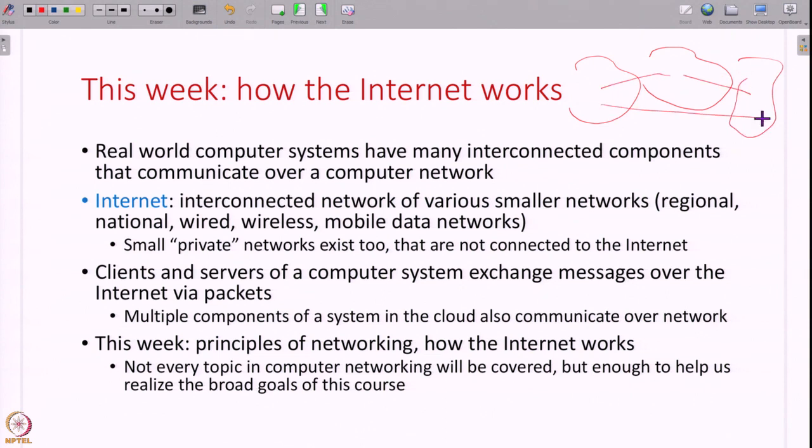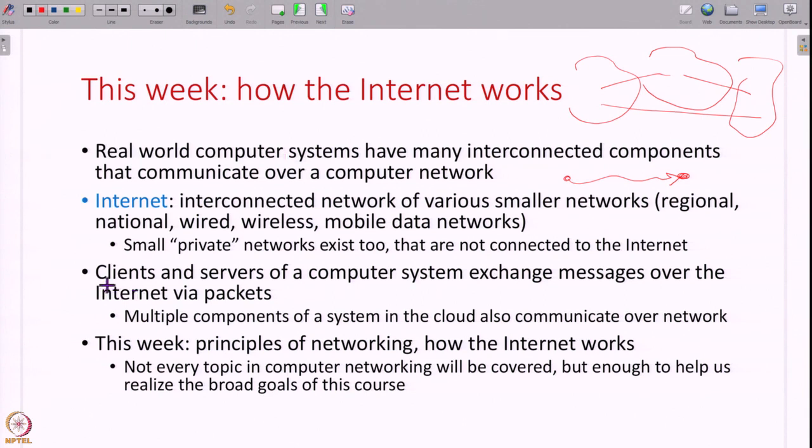That is the internet. And all real world computer systems have many connected components which are distributed over this large internet. For example, if you are accessing a website, there is some computer out there that has all the information, the content of the website, and some client out here that connects over the network and accesses this content. So, understanding how networking works and how the internet works is essential to understand any concept in computer systems.